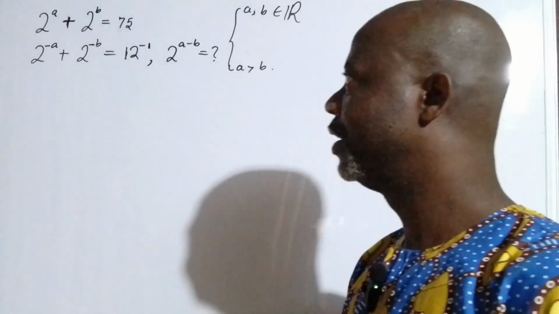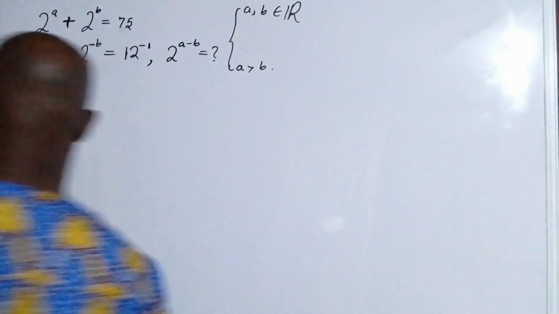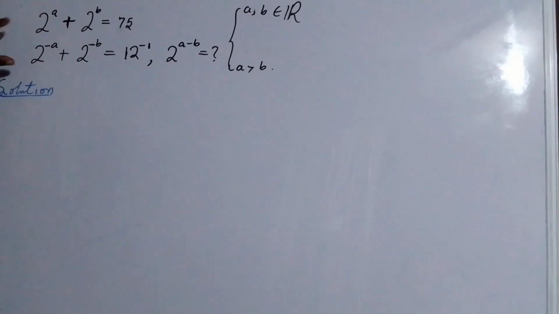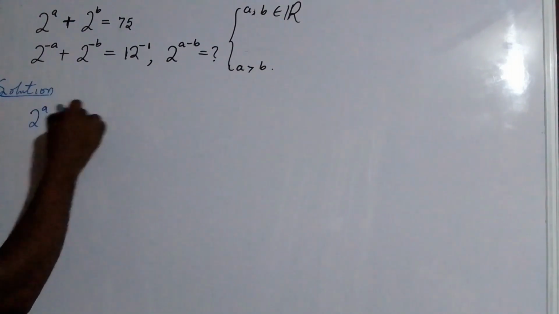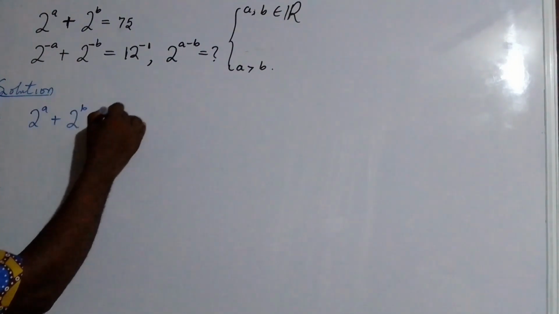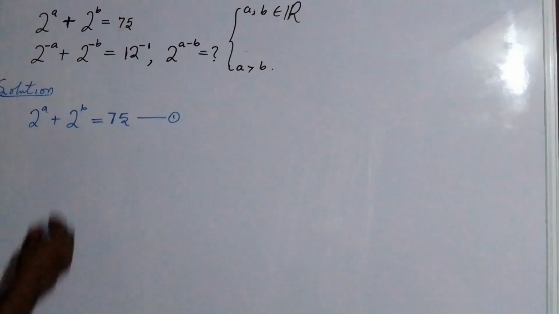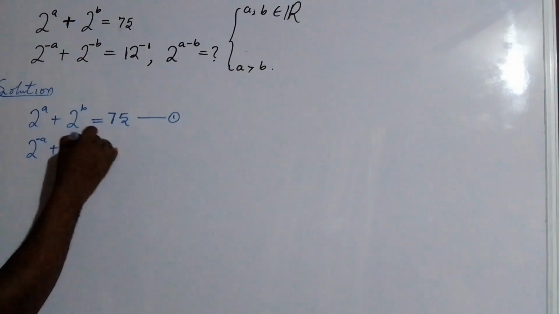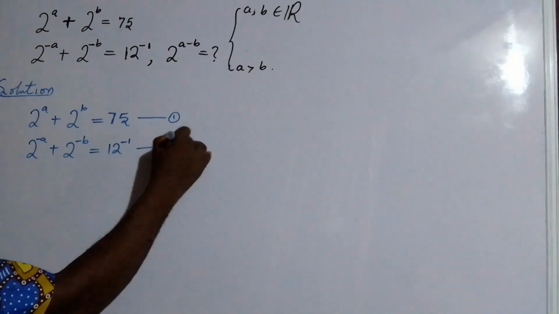So what do we do to get the solution to this? Let's get started. Solution. First, I'm going to label these as equation 1 and equation 2. We have 2^a + 2^b = 75, this is equation 1. And then we have 2^(-a) + 2^(-b) = 12^(-1). Let's call this equation 2.